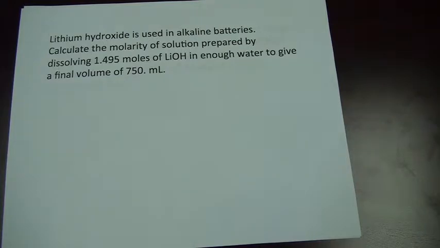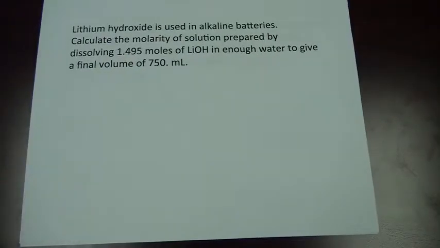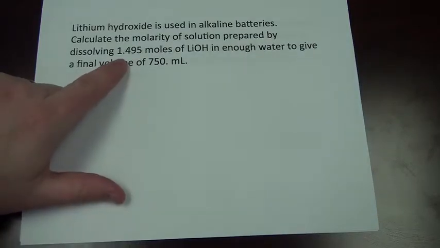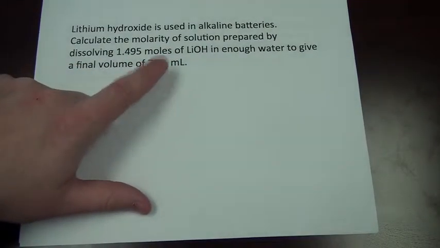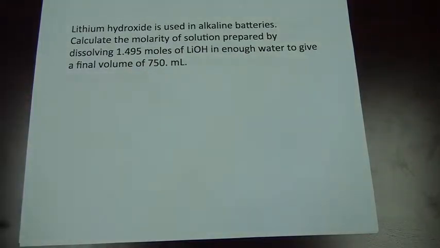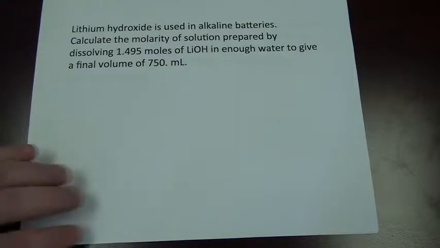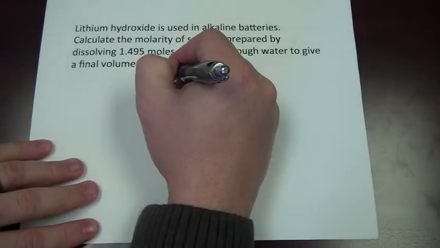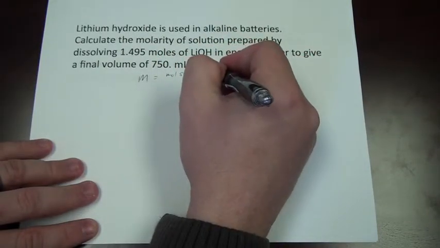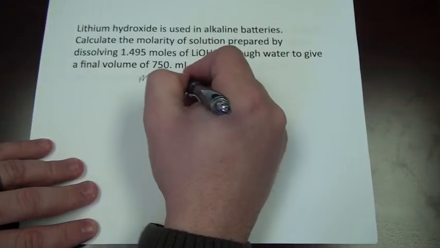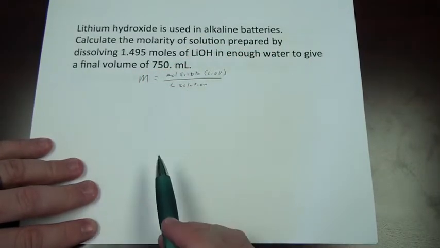Let's look at another one. Lithium hydroxide is used in alkaline batteries. Calculate the molarity of a solution prepared by dissolving 1.495 moles of lithium hydroxide in enough water to give a final volume of 750 milliliters. Again, now we're just working directly from our definition of molarity, which again is the moles of the solute, in this case lithium hydroxide, divided by the liters of this solution, or the volume of the solution in liters.